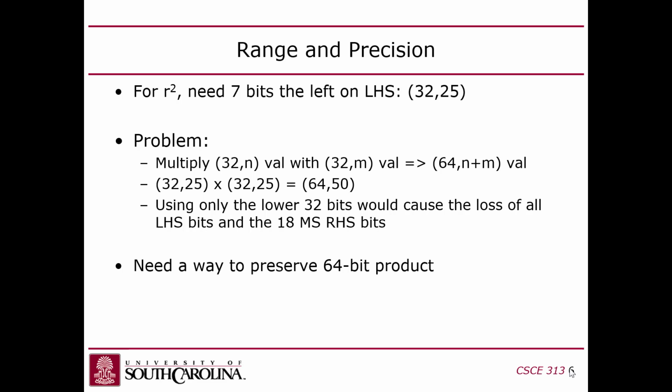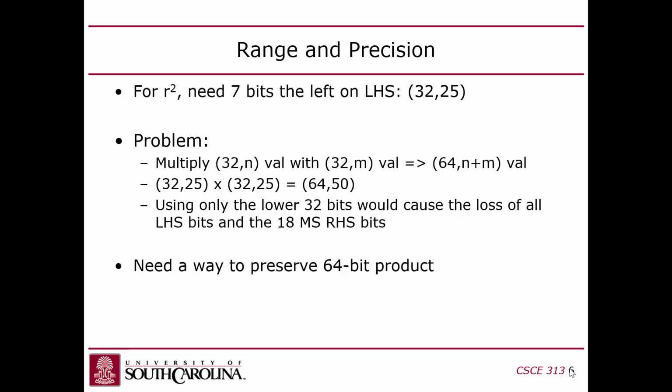So if you multiply two numbers normally, if they have n bits each, the result of the multiply really ought to be twice as many bits as the operands, right? So if I multiply two 32-bit numbers, I really should have a 64-bit result, right?